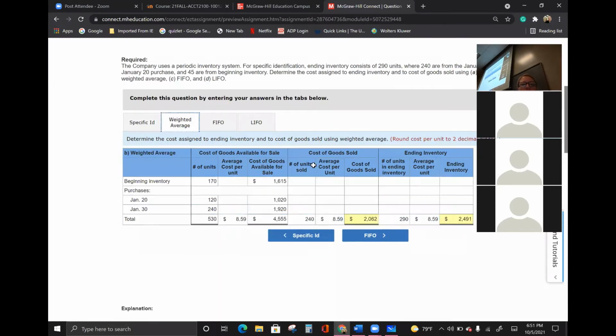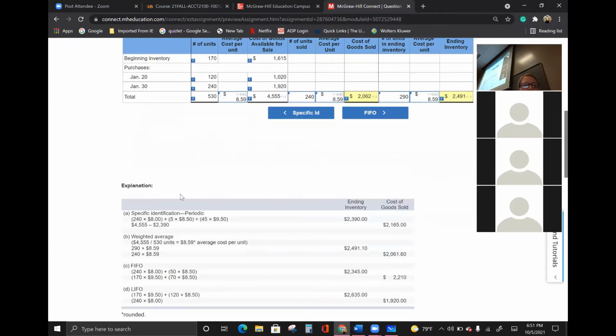All right, so let's look at weighted average. All right, so we're doing periodic, so we don't have to know all the ins and outs. We just need to know in the end. So we're going to start with what's available. We have beginning inventory plus our purchases. So we list them out. This is what I have available as my total. I know that I sold 240 units. So I have to calculate out this average in order to figure out the cost.